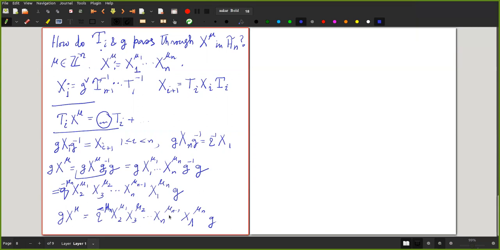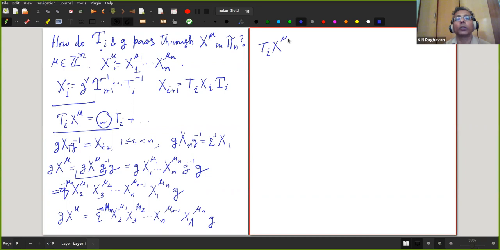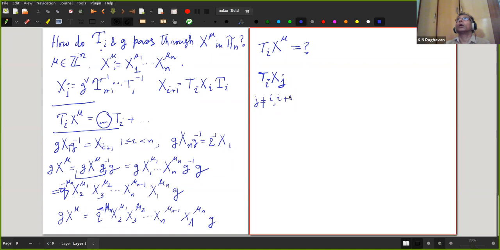Now, okay, let's do Ti X mu, right? What is this equal to? Okay, this is our question. Now, this calculation is a little involved. So let us try to understand it in some simple cases. Let's do Ti Xj when j is not i or i plus one. Then this is equal to Xj Ti. So no problem there at all. So this case is done. So I only need to worry about Ti Xi and Ti Xi plus one.